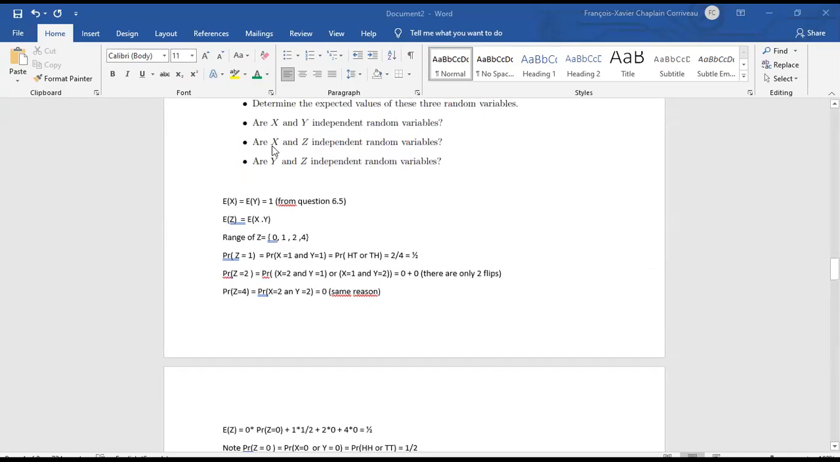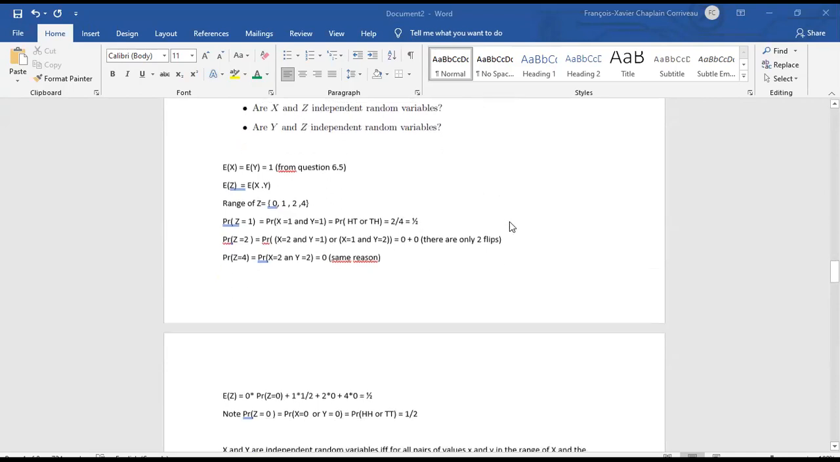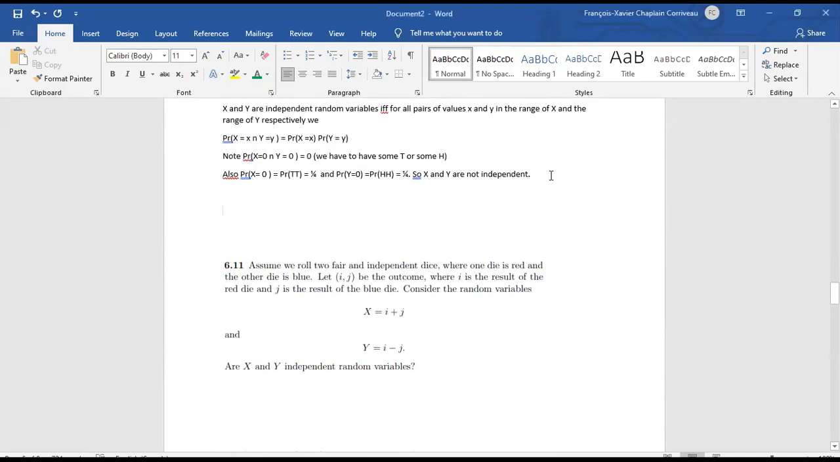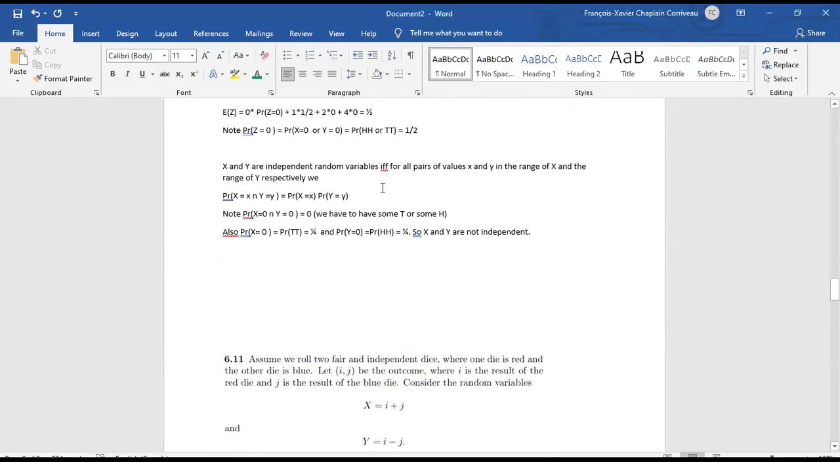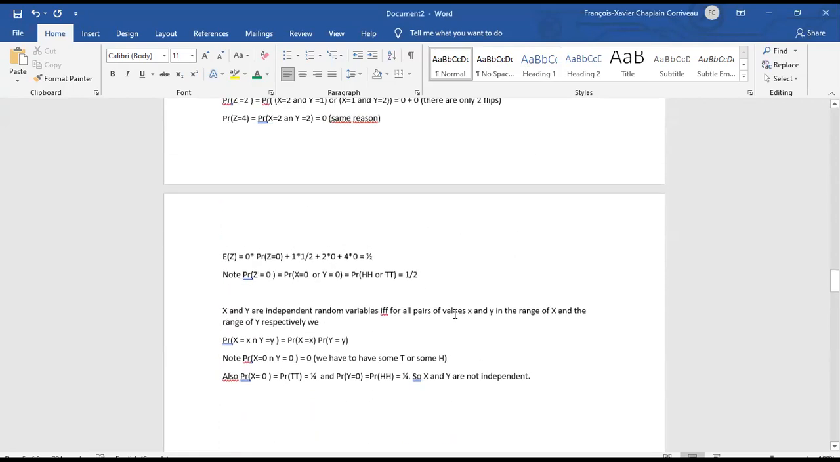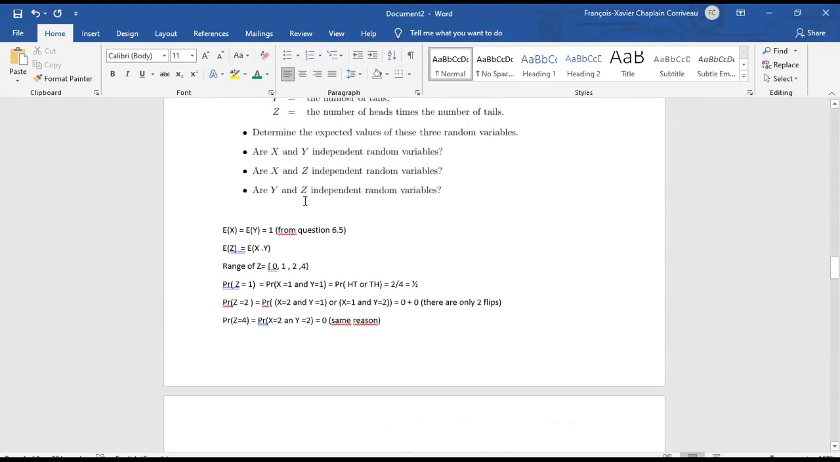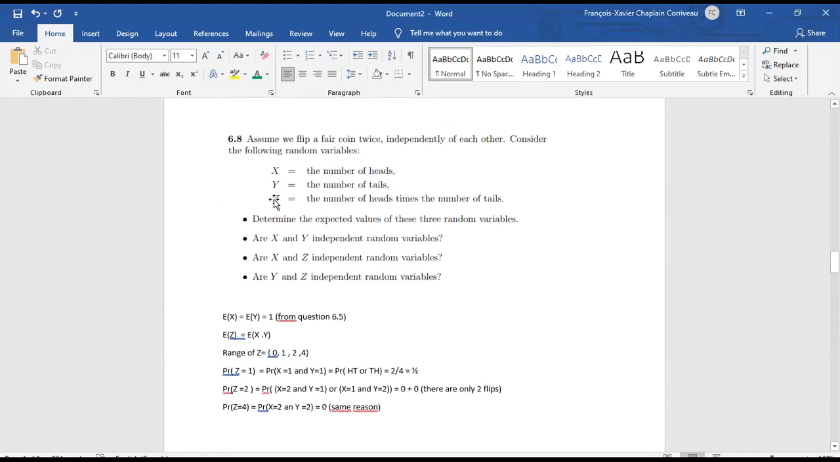Okay, next: are x and y independent random variables? Here is where some students try to write English arguments and it doesn't work. Even if z is related to x, there is also y. So you could think, oh, well, z is a function of just x, right?